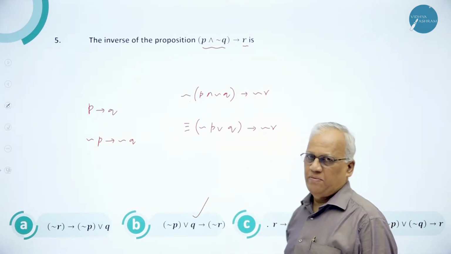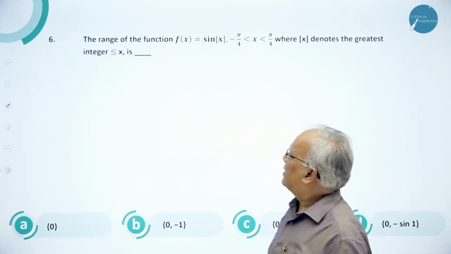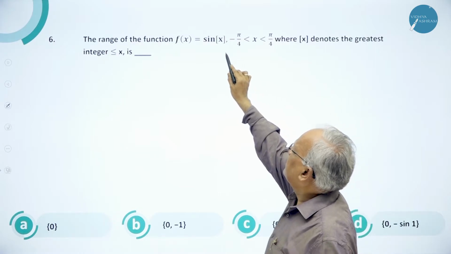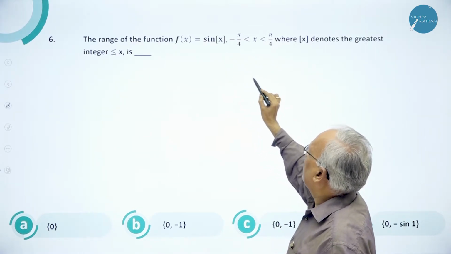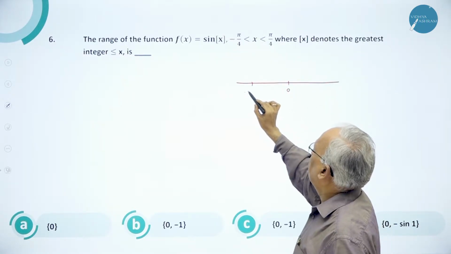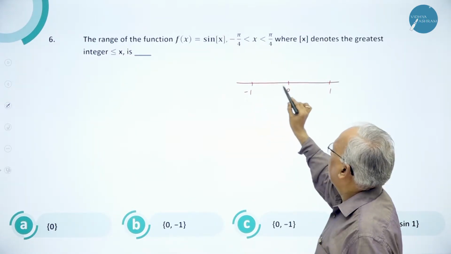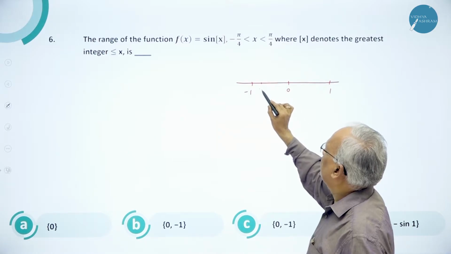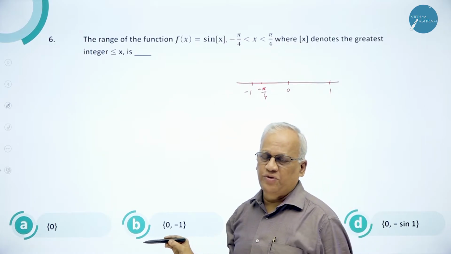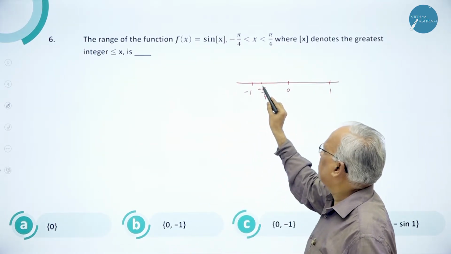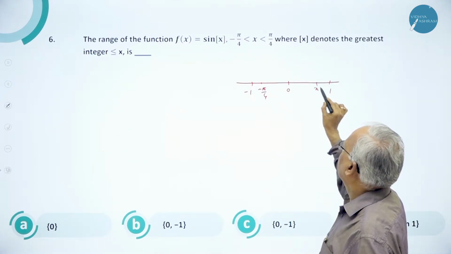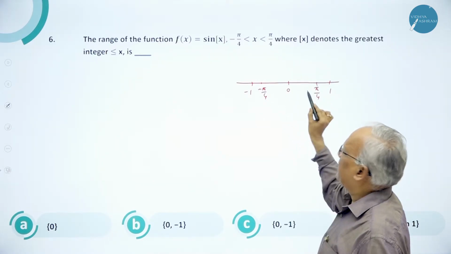So the answer is B. Question number 6, the range of the function f of x equal to sine of greatest integer x, between minus pi by 4 and plus pi by 4. Between minus pi by 4 and plus pi by 4, you have 0 here, minus 1 here, plus 1 here, and minus pi by 4 is somewhere here, because pi is 3.142, 3 by 4, 0.75, so close to that 0.75, minus 0.75, pi by 4 again 0.75. So you must identify that.